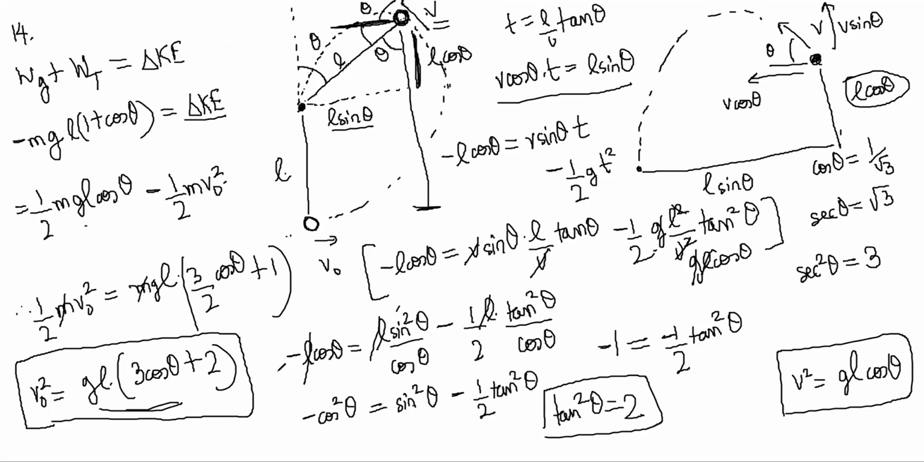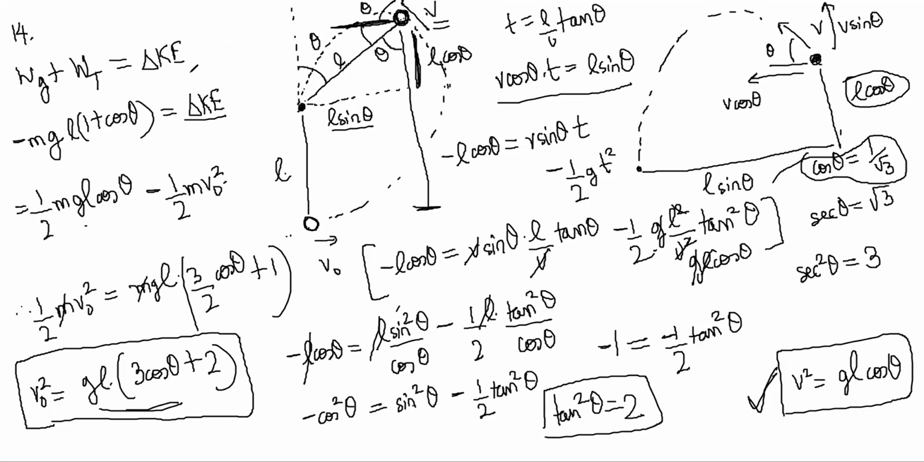You understand? I found my V naught square because I found my cos theta. So what are we doing? First, we got this condition by saying T plus mg cos theta is equal to mv square by L, and T is 0.